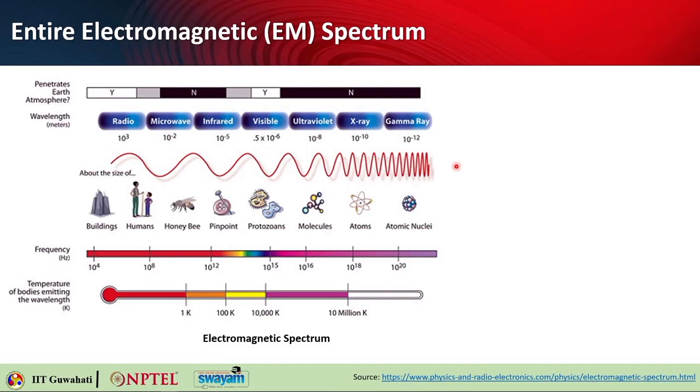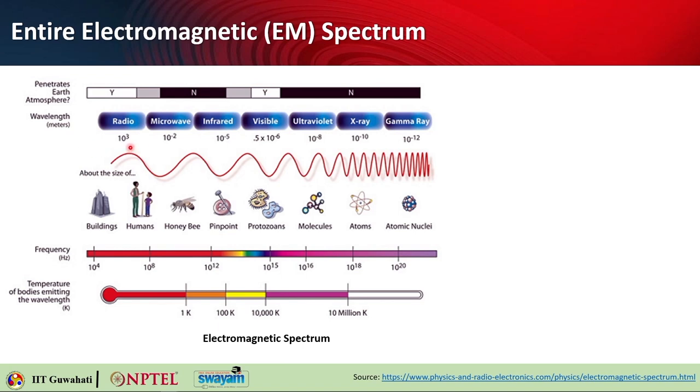Now, before we begin the course, let us first have a look at the entire electromagnetic spectrum, as you can see on the screen. So, electromagnetic radiation ranges from radio to gamma rays. In this figure, it shows the wavelength in meters.